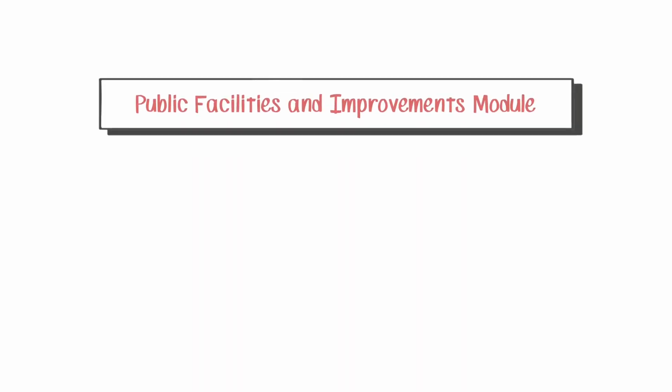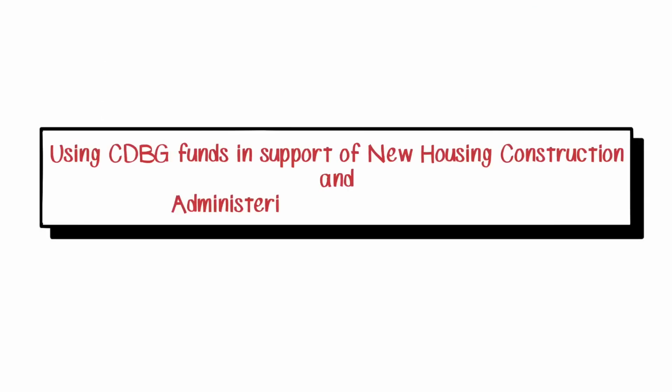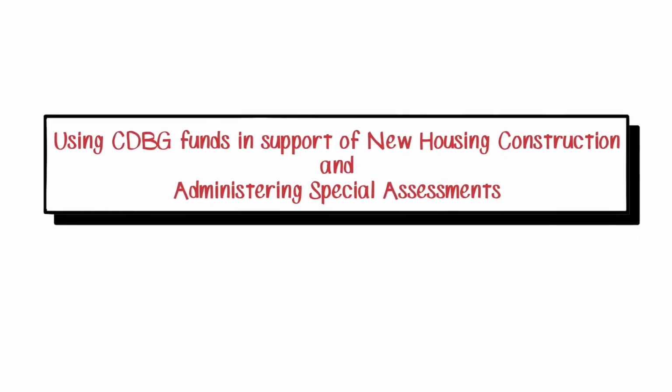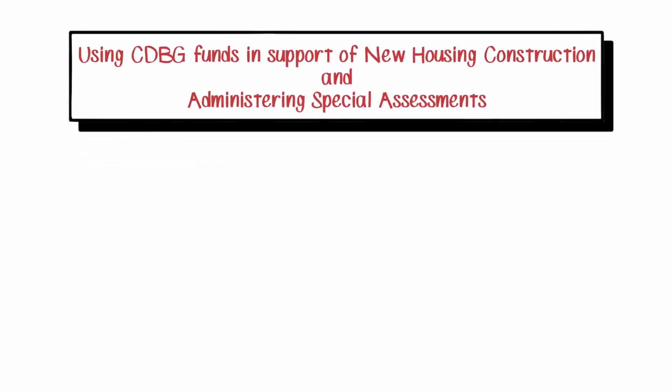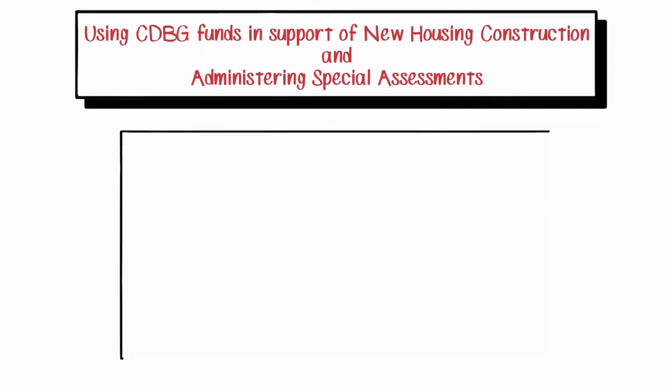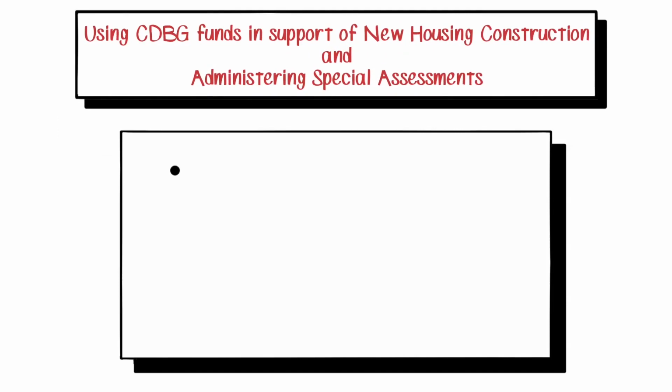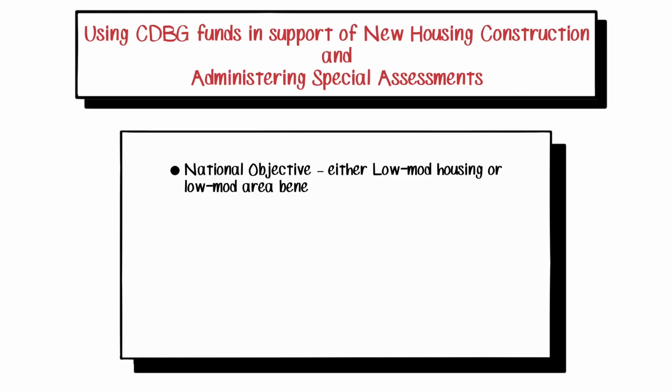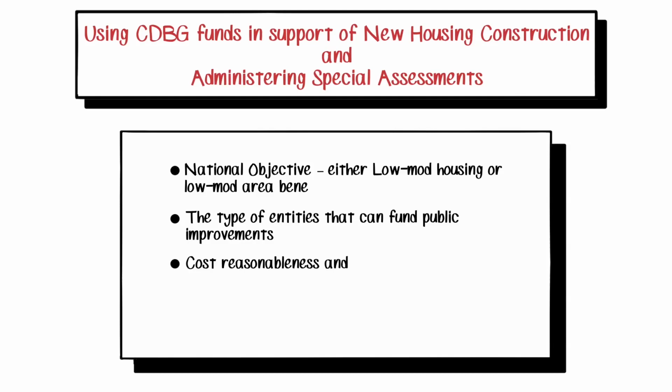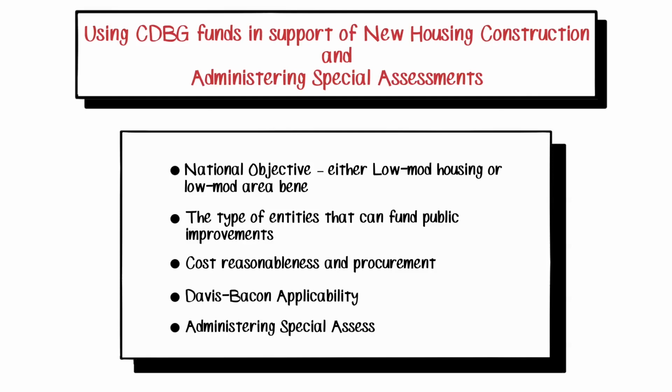As a reminder, the topical capacity building component is intended to provide more details on one or more components that were covered briefly during the live training session. In this session, we will learn how to use CDBG funds in support of new housing construction and special assessments, and we'll touch on selecting the correct CDBG national objective, either low-mod housing or low-mod area benefit, the type of entities that can fund public improvements, cost reasonableness and procurement, Davis-Bacon applicability. And finally, we will discuss two different approaches for administering special assessments in connection with public facilities or infrastructure improvement activities.